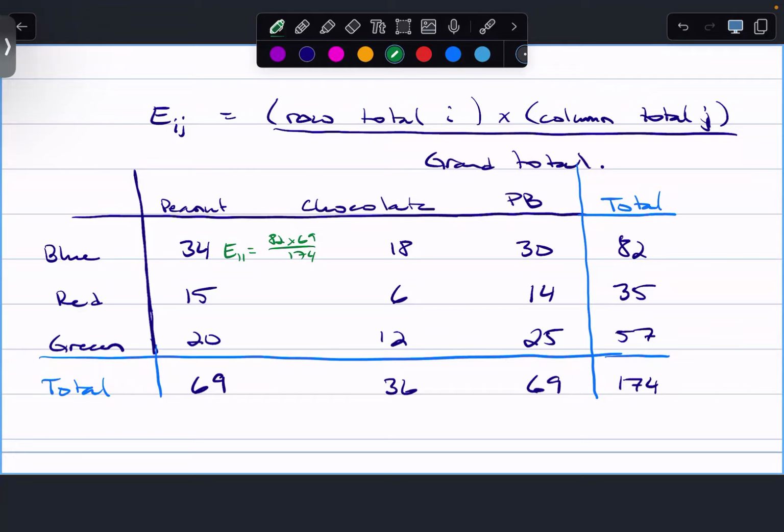And that's why Excel might be a nice solution here instead of doing it by hand. And so here E21 is 35 times 69 divided by 174. And just so you can see it complete-ish, 82 times 36 over 174. And that's how you're going to find your expected counts. A little bit trickier, right? Not something I expect you to do by hand at all, right?